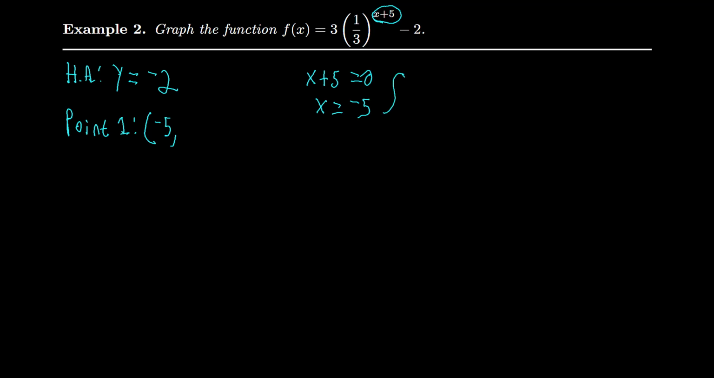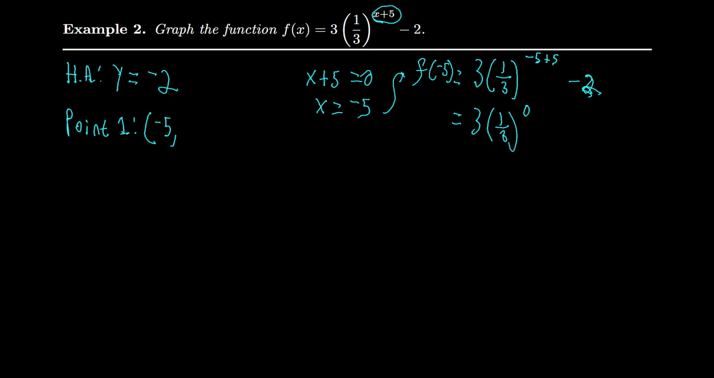What happens when I plug in -5? Well, let's plug in -5 up here. We're going to find f of -5. This point right here is f of -5. It's going to be an actual number. So f of -5 is, well, that's what happens when you plug in -5. So it's 3 to the 1/3 times -5 plus 5, minus 2. So this is 3 times 1/3 to the -5 plus 5, minus 2.